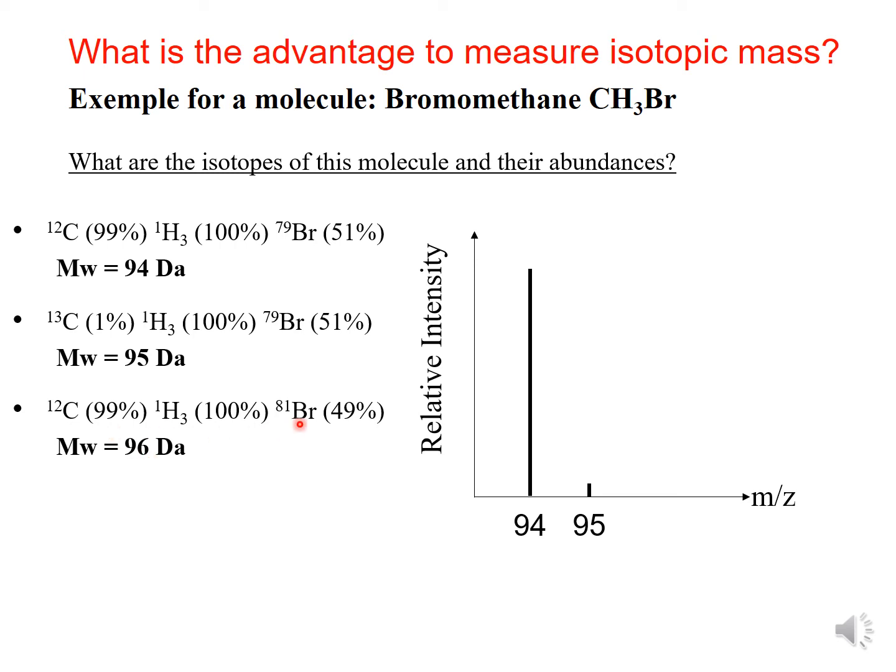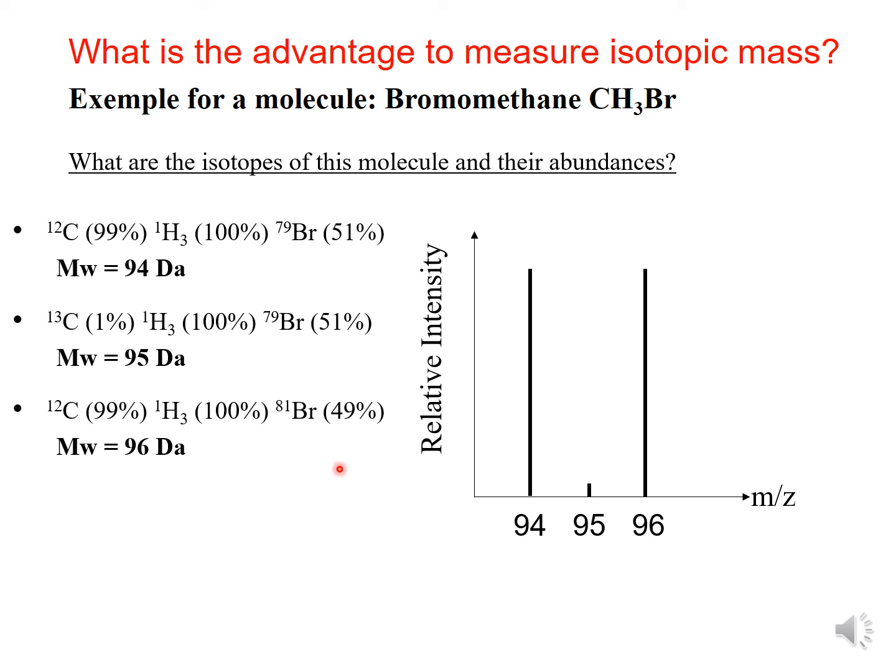And concerning the intensity, the abundance, I see that I have the same abundance for the carbon, the same abundance for the proton, of course, and a quite similar abundance for the bromide. Then I have at 96 a peak corresponding to these isotopes, and the relative abundance of these isotopes is quite similar to the 94.